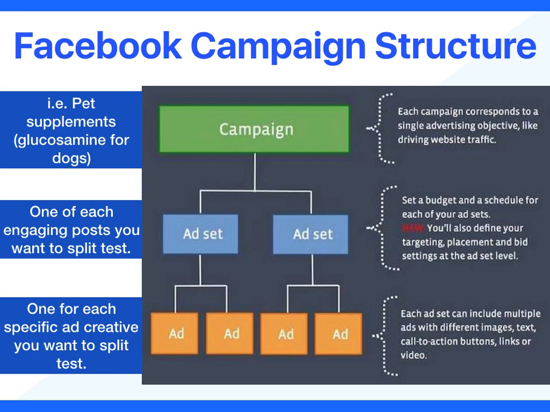And at the third tier, we have ads, and this ad set can include multiple different ads with different images, text, call to action buttons, links, or video. You can use one for each, and add creative you want to split test here as well. If this is too confusing for you, I suggest you keep it simple by creating only one campaign with one ad set and one ad, and not worrying about split testing just yet. Great. Now that you understand the Facebook campaign structure, let's start by creating an engagement campaign for your Facebook post.